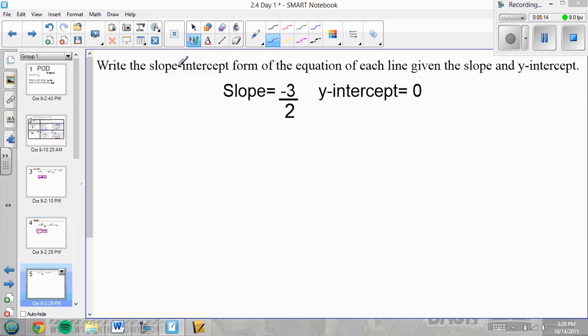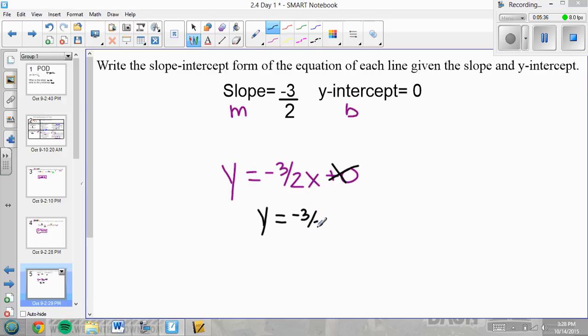On the next one, still wanting slope-intercept form, I know my slope is negative 3/2. And then my y-intercept is 0. Now, do we have to keep plus 0? Is that going to change anything? No, so we can just get rid of that. We can be left with y equals negative 3/2 x, because the 0 is not going to change anything for our slope-intercept form.